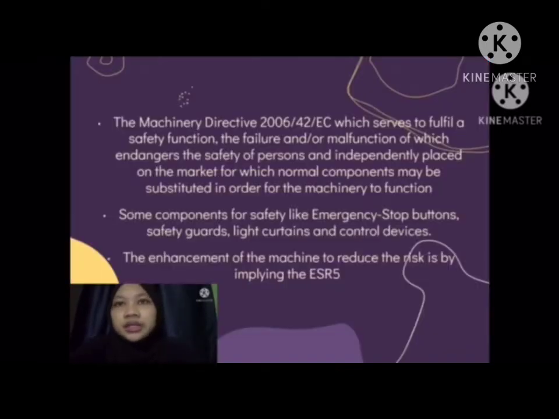Some components are needed in the safety-related control parts, which can be defined by the Machinery Directive 2006/42/EC, which serves to fulfill a safety function, the failure or malfunction of which endangers the safety of persons, and independently placed on the market, for which normal components may be substituted in order for the machinery to function. For the safe processing of logic, safety devices must be applied to a machine or constructed with the machine, such as emergency stop buttons, safety guards, light curtain, and control devices.